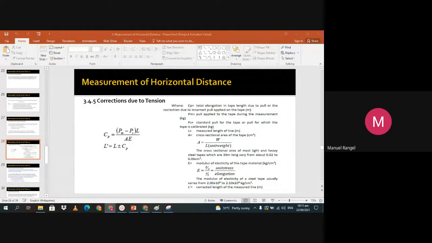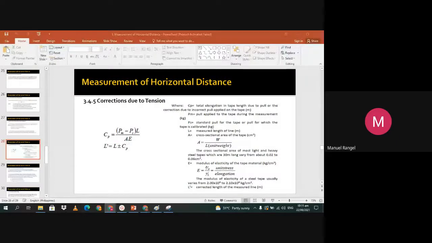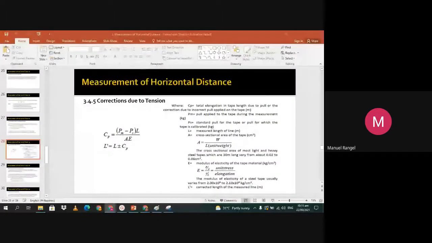Okay, let's proceed back. So corrections, your attention. So pagka nag-corrections, almost negligible naman yung ibang mga corrections. Then due to tension, so usually ang mga standard na mga tape is calibrated na siya. So when used in the field during taping, it is elongated or shortened accordingly, depending on the amount of pull applied on it.